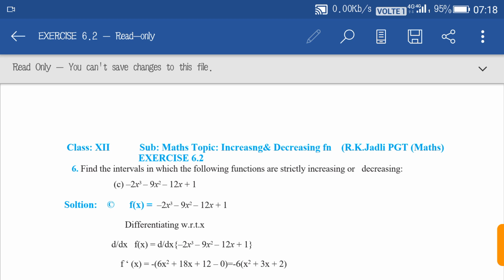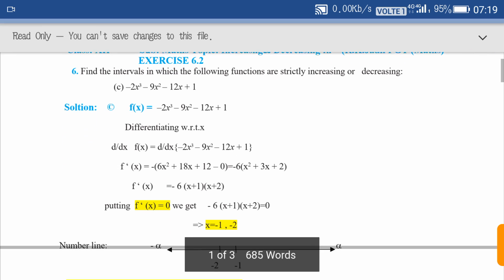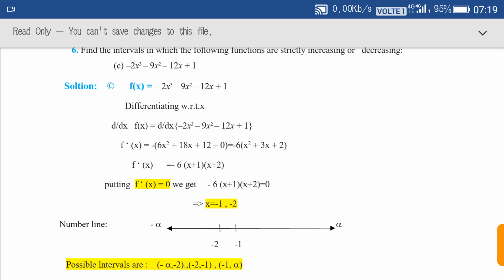Minus 2x cube minus 9x square minus 12x plus 1. So consider it as f(x). f(x) is equal to minus 2x cube minus 9x square minus 12x plus 1. Now the first step is to differentiate both the sides. So differentiating both the sides with respect to x, we get d upon dx of f(x) is equal to d upon dx of minus 2x cube minus 9x square minus 12x plus 1.